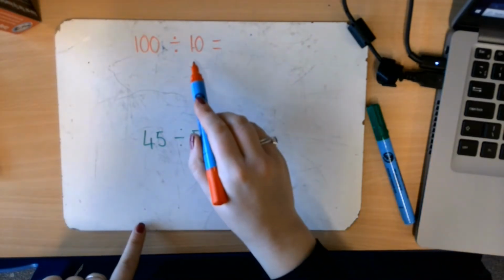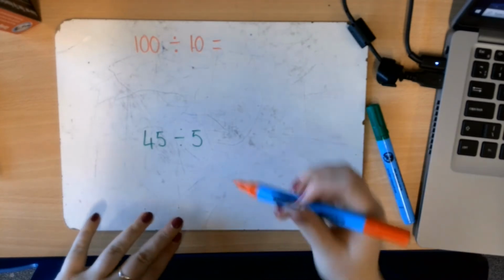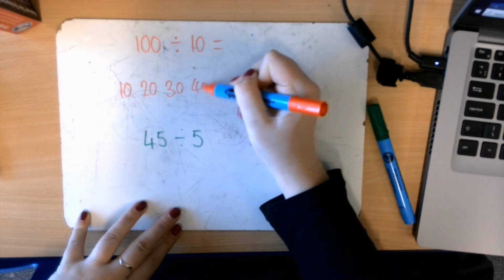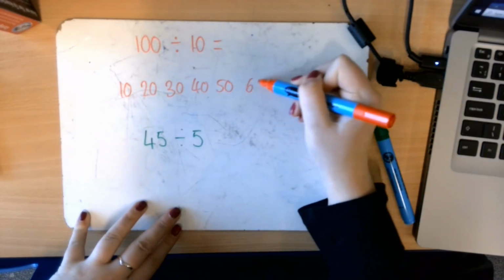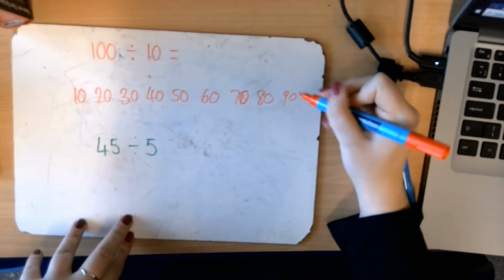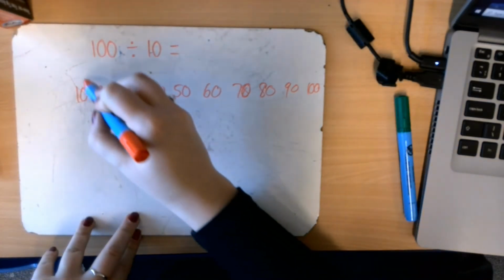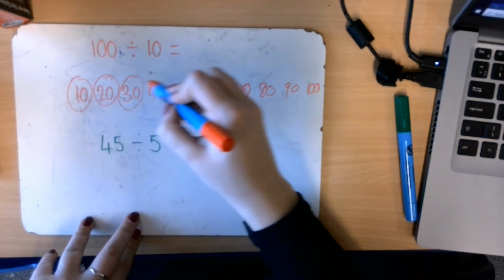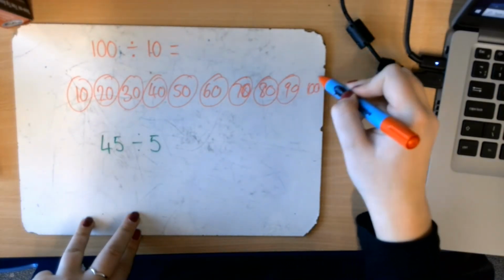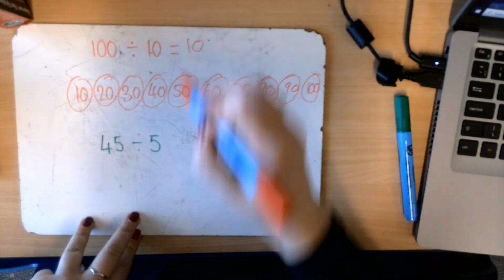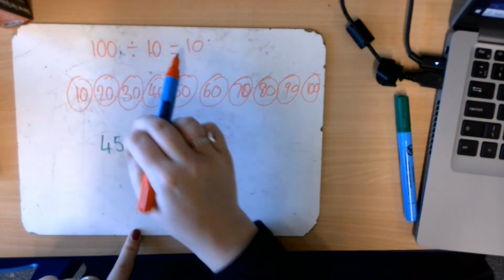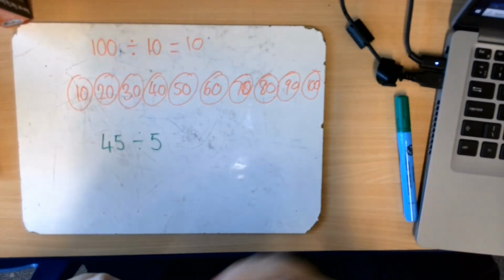Look and see. I'm dividing by 10. I want groups of 10. 10, 20, 30, 40, 50, 60, 70, 80, 90, 100. I have 1, 2, 3, 4, 5, 6, 7, 8, 9, 10 groups of 10. There are 10 groups of 10 in 100. 100 divided by 10 is equal to 10.